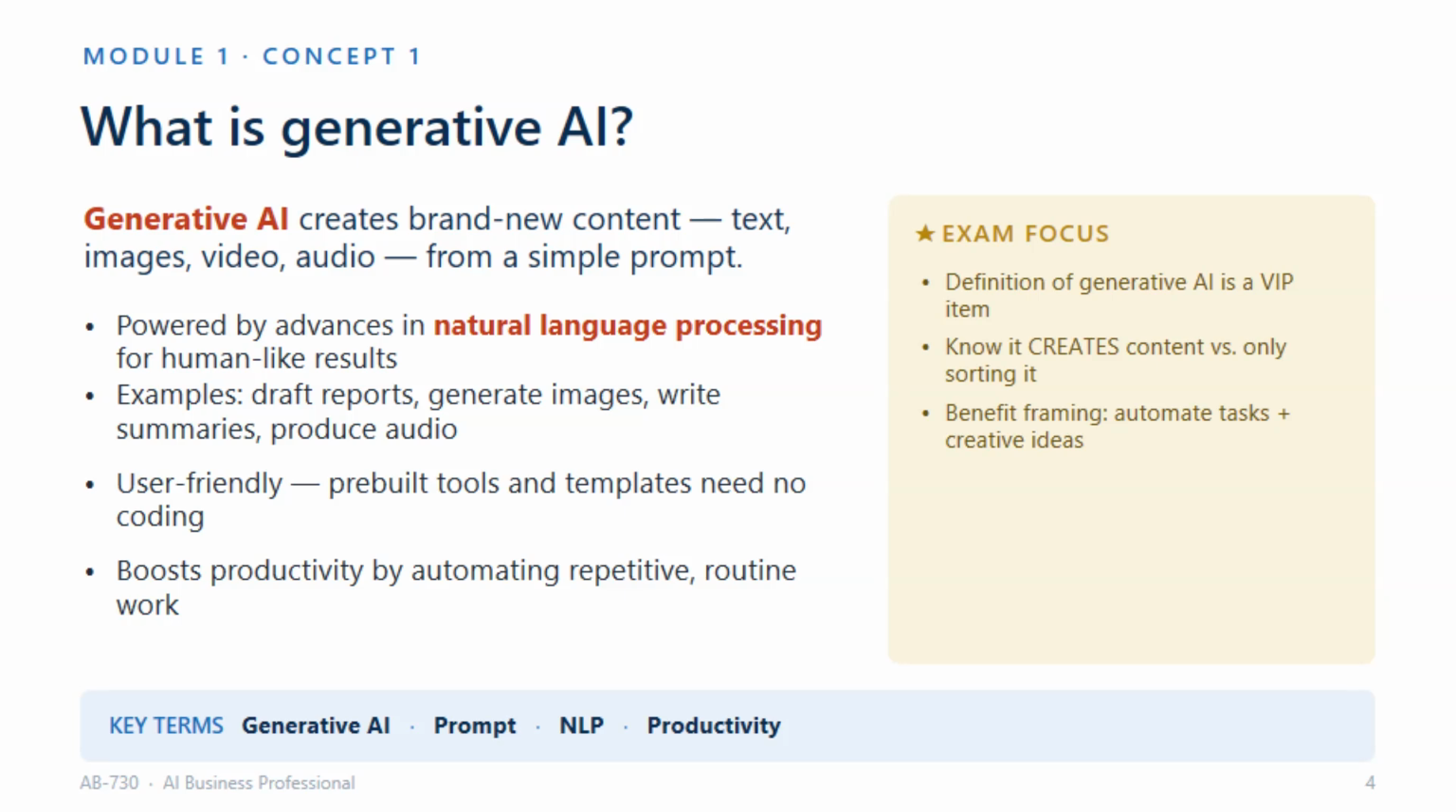Generative AI creates brand new content, such as text, images, video, and audio, from simple prompts. Powered by natural language processing, it delivers human-like results, automates repetitive tasks, and boosts productivity. For the exam, remember, generative AI creates content, not just sorts it, and its key benefit is automating routine work and sparking creative ideas.